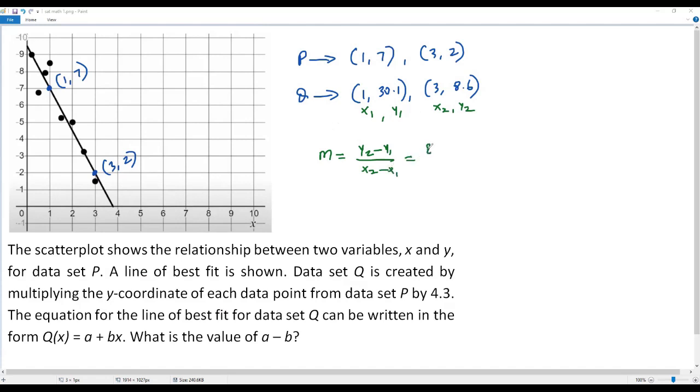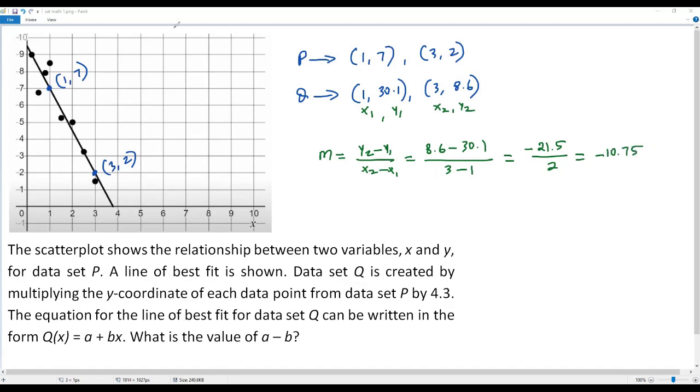Okay, here the value of y2 is 8.6 and the value of y1 is 30.1, divided by, and the value of x2 is 3, the value of x1 is 1. Okay, now let me do the subtraction, that is 8.6 negative 30.1. Then I am getting negative 21.5 in numerator. In denominator, 3 negative 1 is 2. Okay, now let me divide negative 21.5 by 2. When I do so, I am getting negative 10.75.